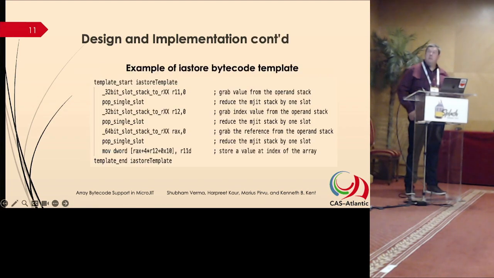So here's an example of the aastore bytecode template. You can see here where we grab the values from the operand stack, stick them into the registers R11 and R12. Right? We grab the reference, put it in RAX, then we perform the evaluation, right? And we store the value at the index of the array.